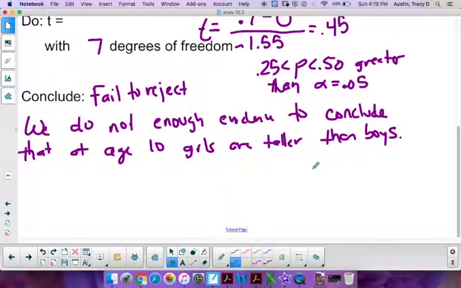And this really isn't surprising, being that the boys have a 30% chance of being taller than the girls. So what we're saying basically is that girls are not always taller than boys. We don't have enough evidence to conclude that. That means sometimes the girls are taller, sometimes the boys are taller, sometimes they're equal, and sometimes there really is no difference between them. And so we don't have enough evidence to conclude that at age 10, girls are taller than boys.